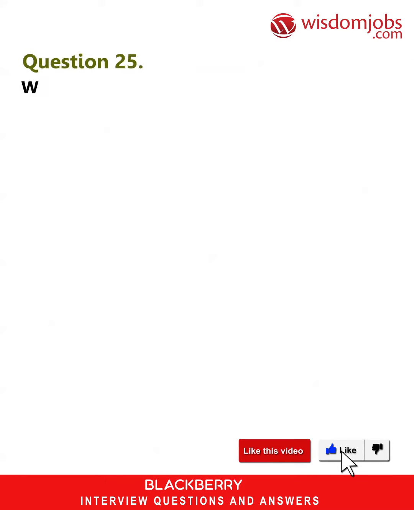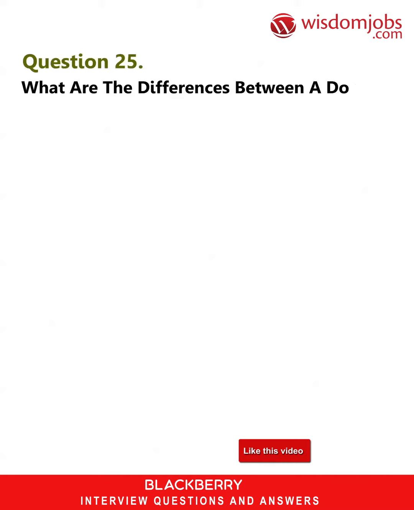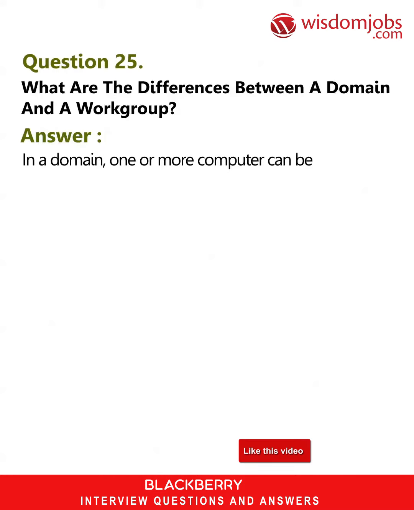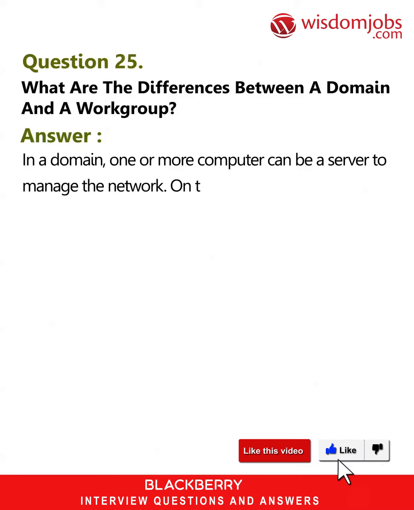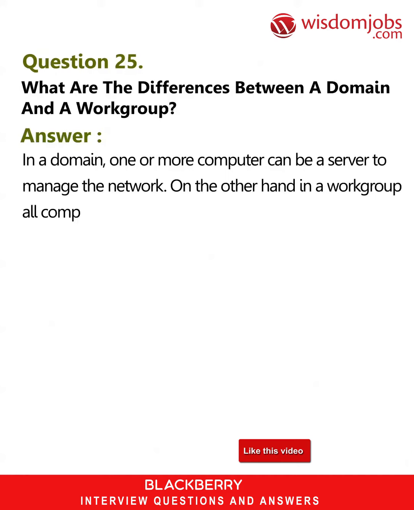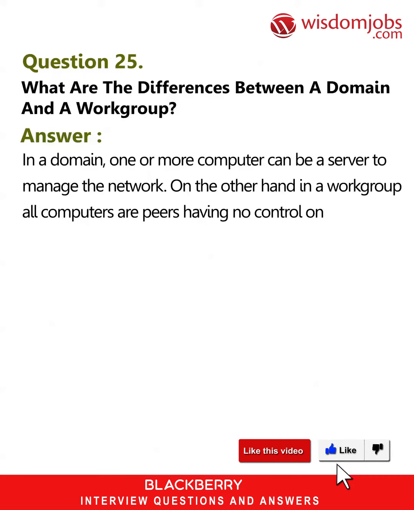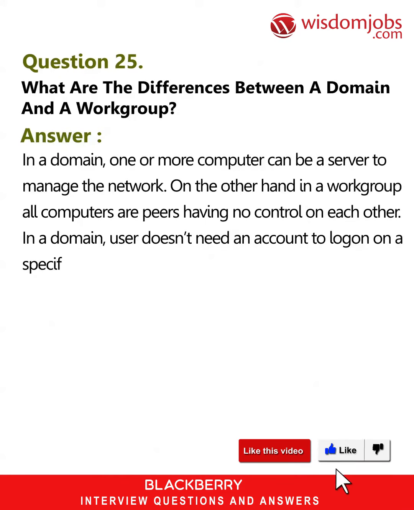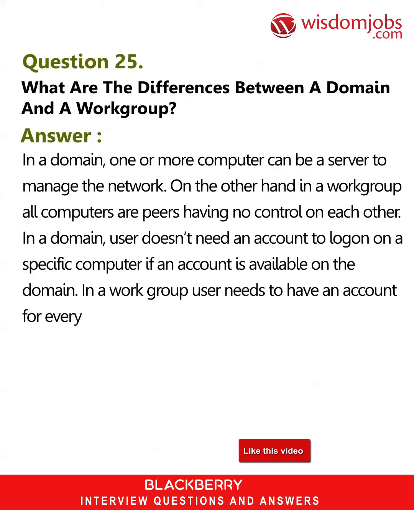Question 25. What are the differences between a domain and a workgroup? Answer. In a domain, one or more computers can be a server to manage the network. On the other hand, in a workgroup, all computers are peers having no control over each other. In a domain, a user doesn't need an account to log on to a specific computer if an account is available on the domain. In a workgroup, a user needs to have an account for every computer.